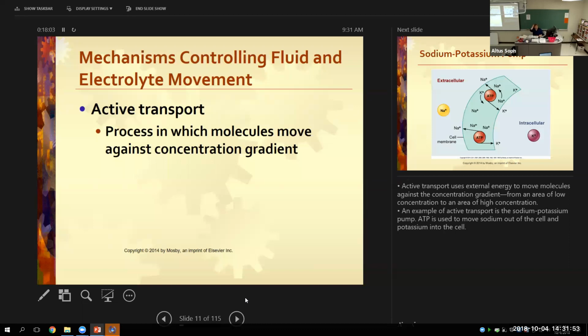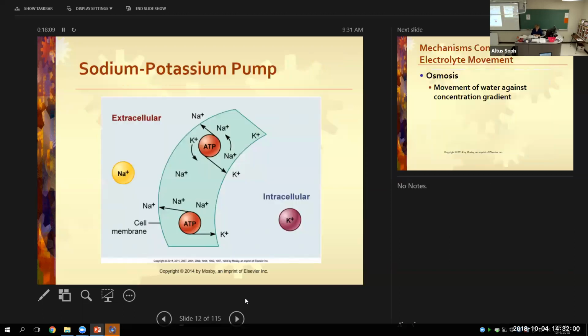This is the process in which molecules move against a concentration gradient. The example here is our sodium potassium pump. And that is very, very important in the contraction of what cells? Is it muscle? Muscle, specifically cardiac muscle especially.